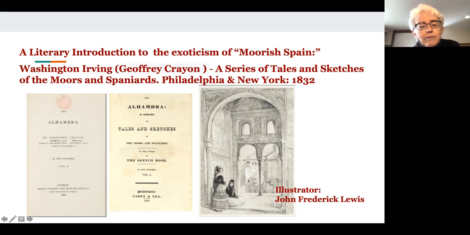And here we have the frontispieces of the London first edition and the Philadelphia first edition that were both published simultaneously in 1832. The illustrator, John Frederick Lewis, does capture the architectural shapes of some of these miradores or lookouts in the Alhambra Palace. And we can see these rather romanticized figures sitting here. So this was, as I said, an exotic, Orientalist, idealized approach to Islamic Spain or Moorish Spain, or Al-Andalus, as it was called at that time.